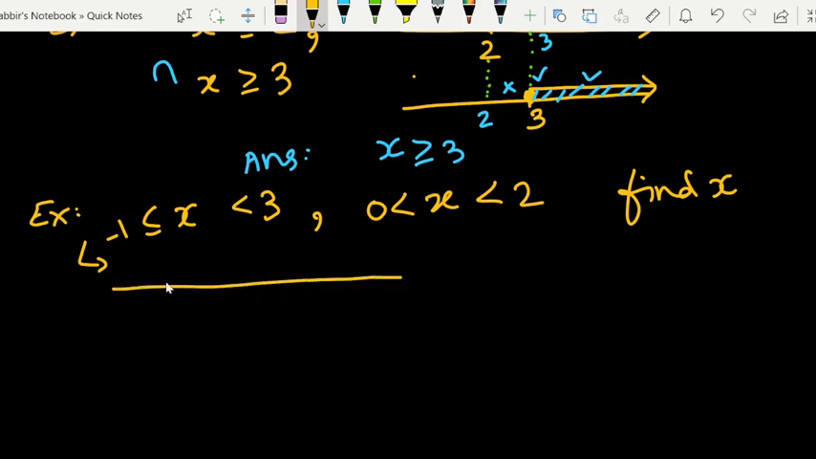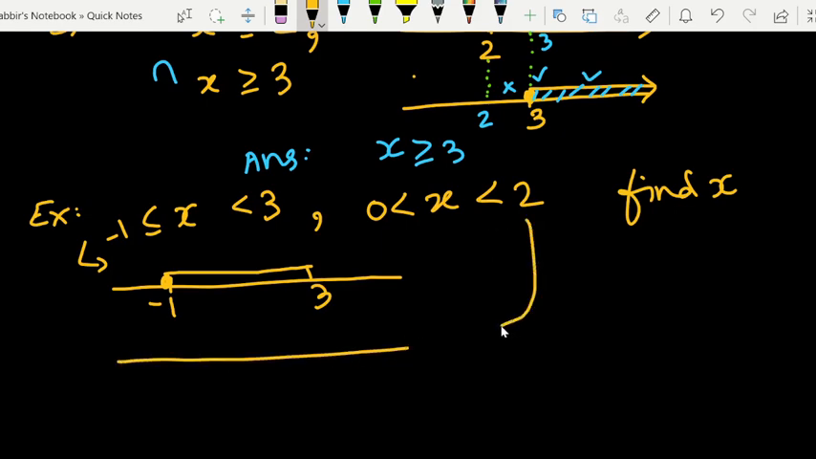So -1 and then 3. We will mark and join these two. Here -1 is included, so we place a dark circle. The next inequality that we will plot is x between 0 and 2. 0 lies somewhere between -1 and 3, so I mark it here, and 2 will lie prior to 3, somewhere here. I mark 2 and join 0 to 2. Now 2 and 0 both are excluded.